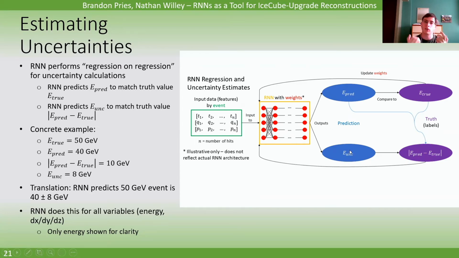So just to give a concrete example of this, if the true event energy is 50 GeV, the RNN might predict it at 40. That means that the magnitude of that prediction error should then be 10 GeV, and the RNN might predict this with an uncertainty of 8 GeV. So what that really means is that for this 50 GeV event, the RNN thinks that it is 40 plus or minus 8 GeV. And it does this for all variables, energy and dx, dy, dz. I'm only showing energy here for clarity.